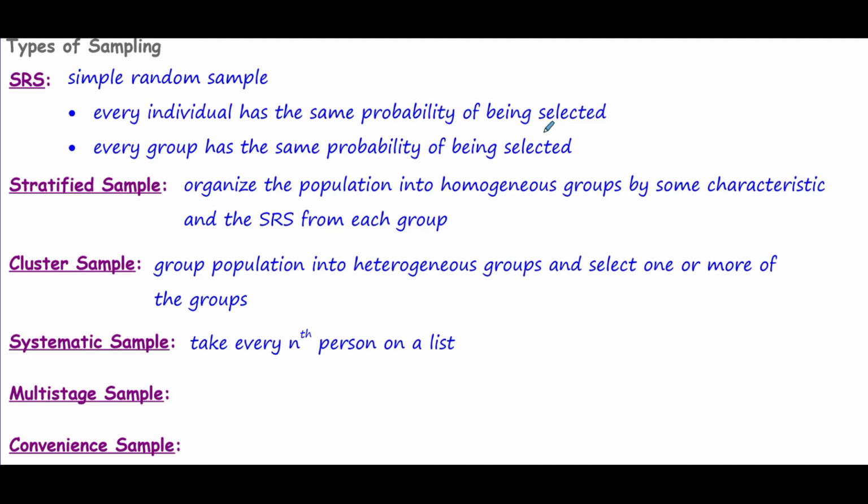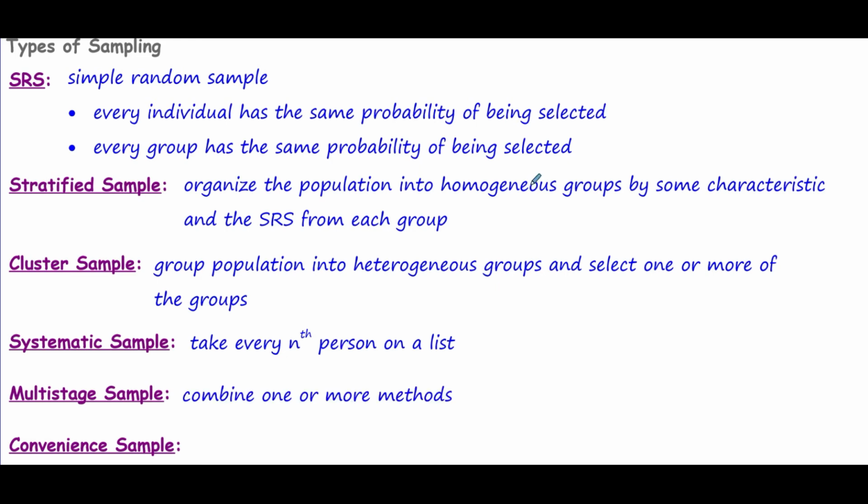So remember when we talked about simple random sample, every group has to have the same possibility of being selected. In a systematic sample, students who are alphabetically next to each other in the alphabetical listing would not necessarily have the same probability of being selected.